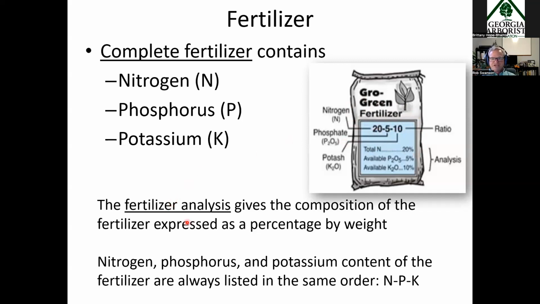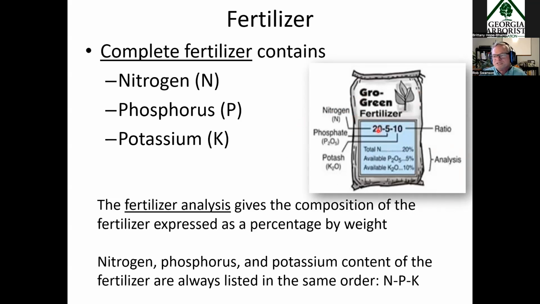So the fertilizer analysis gives the composition of the fertilizer expressed as a percentage by weight. There are some questions in your book about this. I would suggest you look at these quite closely and work some of these word problems in a number of different ways, because these will be word problems, and there's some simple math involved that you'll need to know.